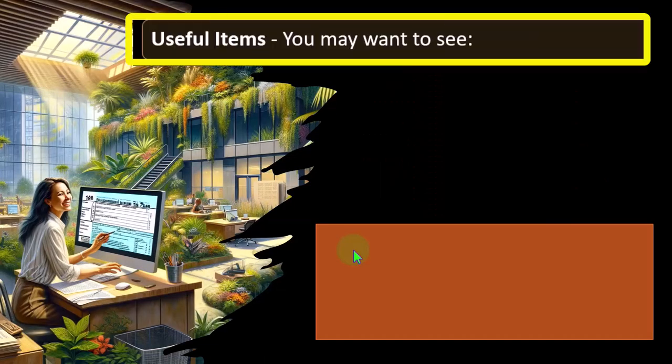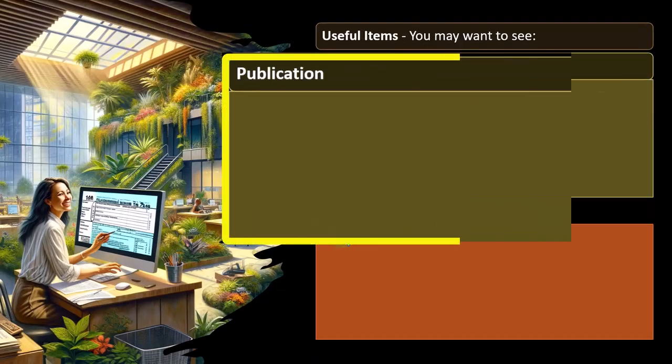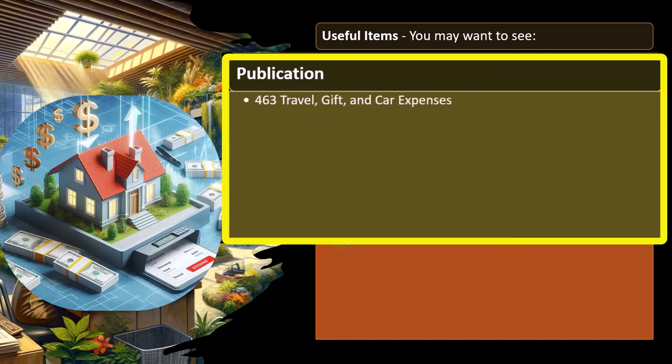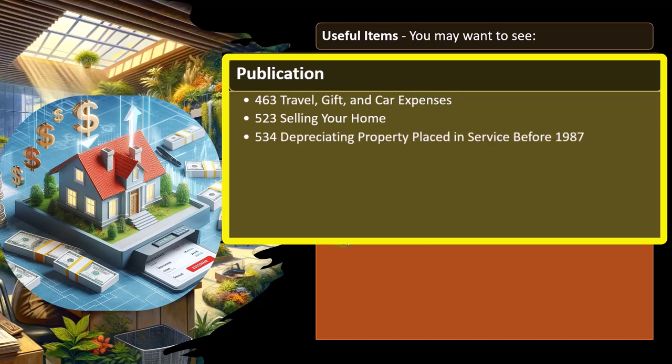So, useful items you may want to see. You have publications that you could check out that are related to this topic, rental property. You've got 463, travel, gift, and car expenses. These are things that could come up in a business situation, especially that car expense situation. Publication 523, selling your home. That's going to be somewhat related to the rental property, because again, you might be in the situation of saying, how can I make it my principal residence, for example? What's going to be the gain when I sell the home and so on?